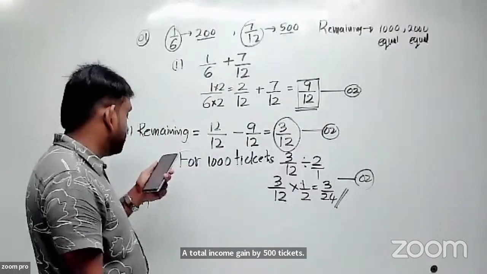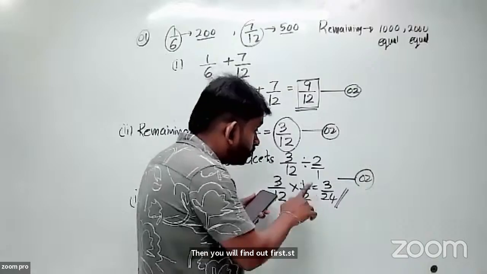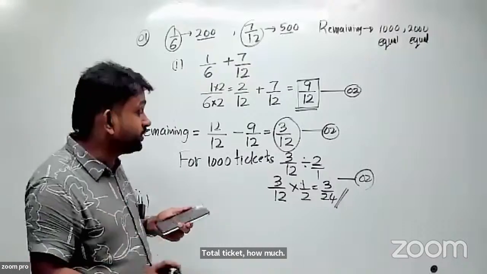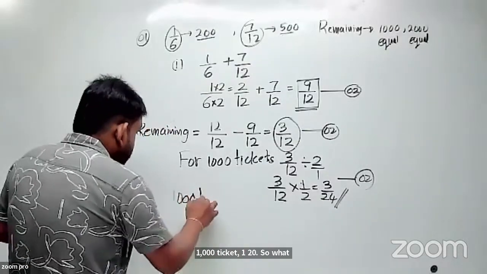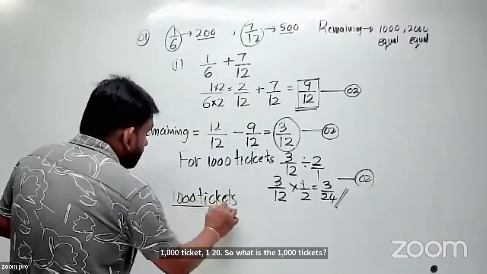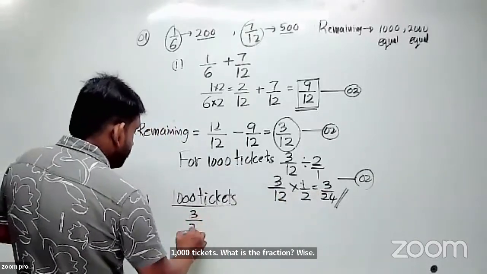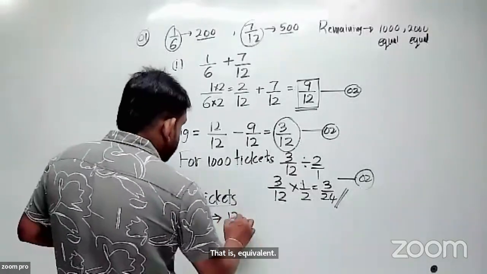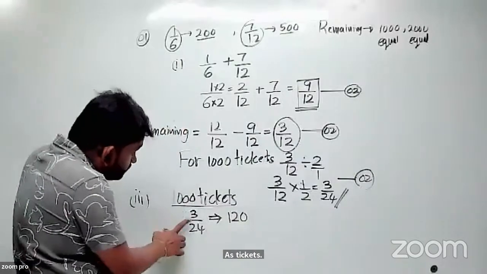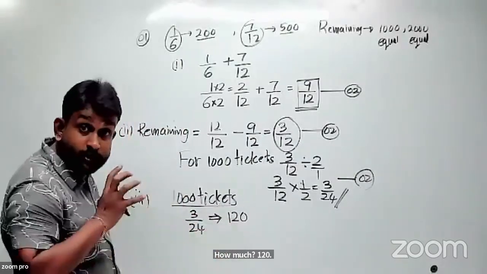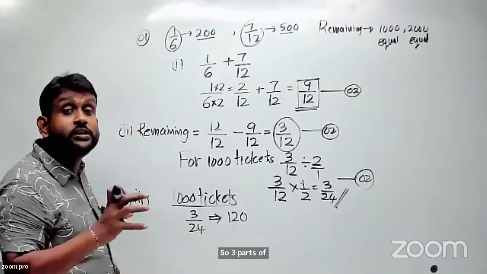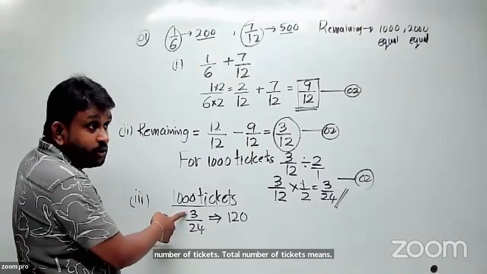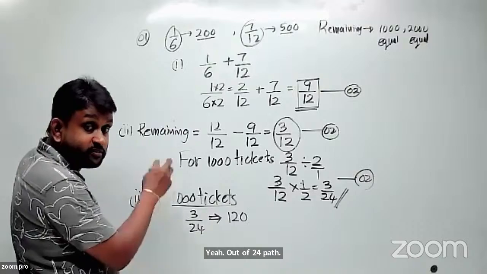Then you will find out first the total tickets. The 1,000 tickets are 120. What is the 1,000 tickets fraction? We found it: 3 upon 24. That is equivalent to 120 tickets. So 3 parts of 24 is 120. Then you can find out the total number of tickets. Total means 24 parts out of 24, the whole.